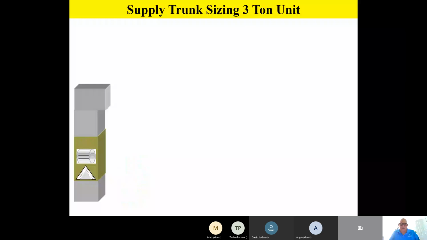All right, so we have a 3-ton unit, and we're moving 400 CFM per ton, so that means we need 1,200 CFM. So the first thing we need to do is determine what size our main trunk is going to be coming right off of the air handling unit or the indoor unit. So please size all of your main trunk components, all your main trunk sizes, at 700 feet per minute velocity.